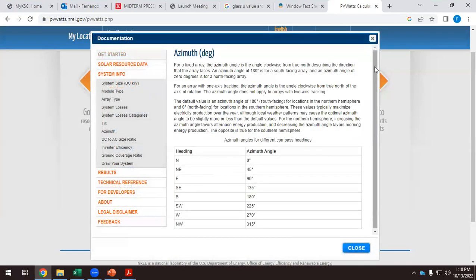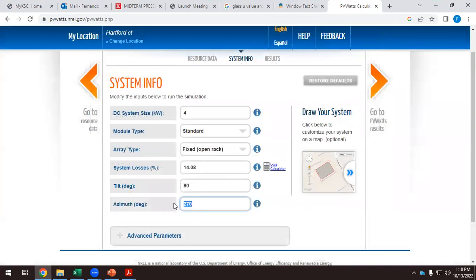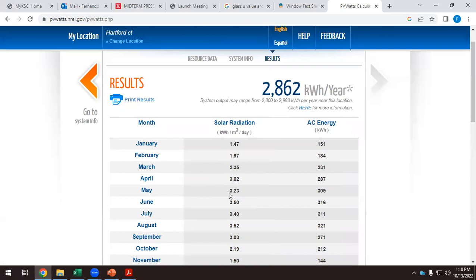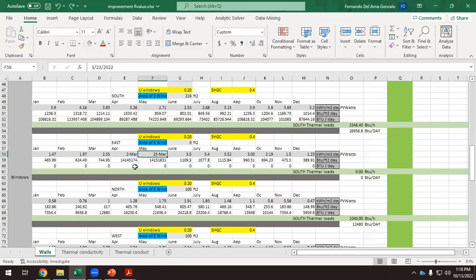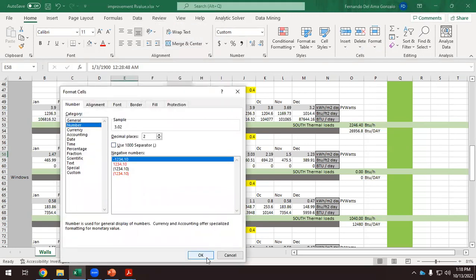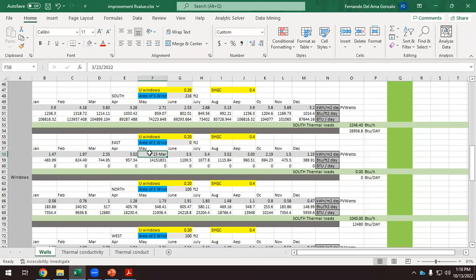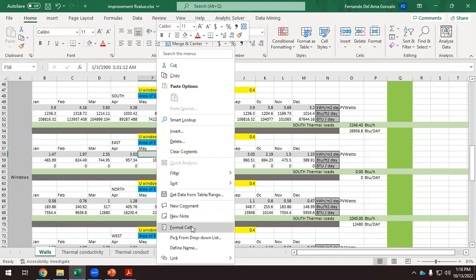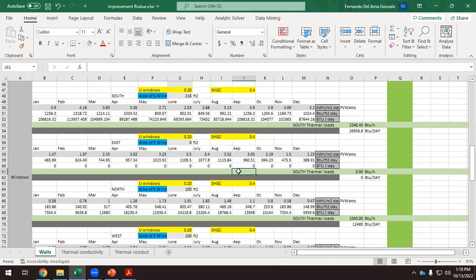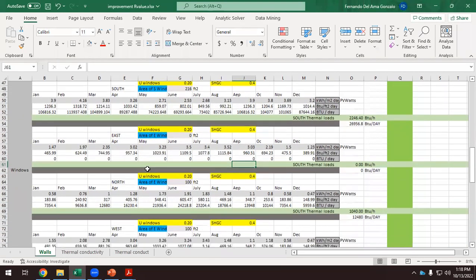Okay, East is 90. And April is 3.02 and 3.23. It keeps doing this. I format this as a number, and this is the 3.23. So that's a number. Okay, well, be careful, because sometimes it happens.